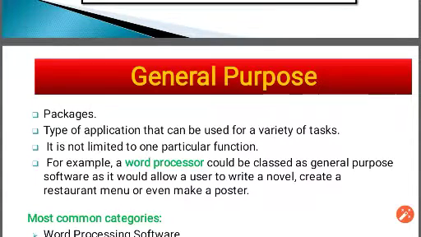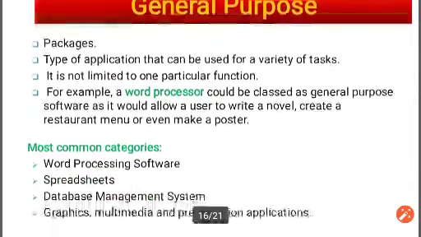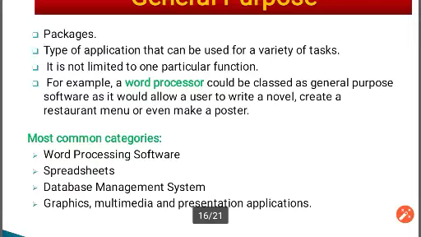It is not limited to a particular function. For example, a word processor could be classed as general purpose because it allows users to write a novel, create a restaurant menu, even make a poster or write letters. So it can do a lot of work. So that is your general purpose software. What are the different categories we have for general purpose software?